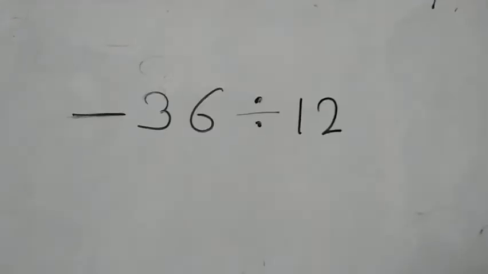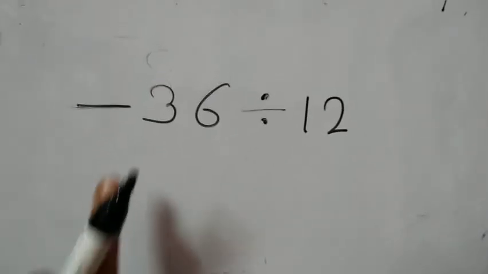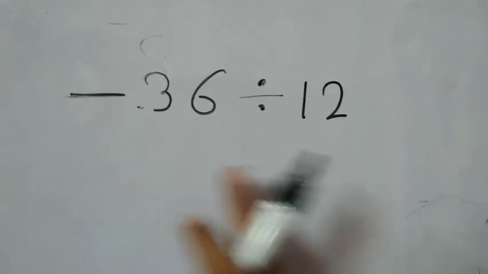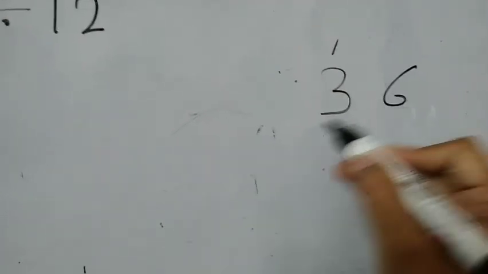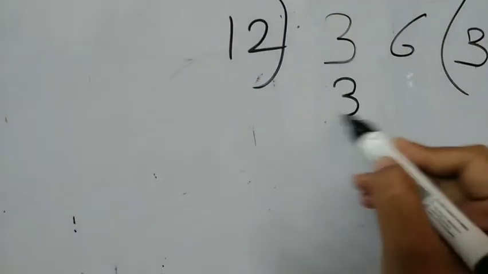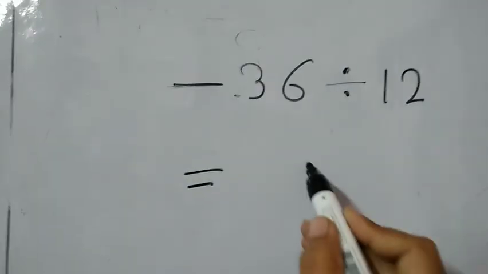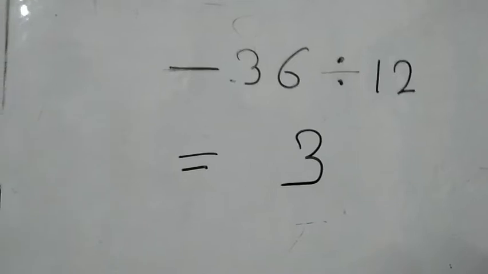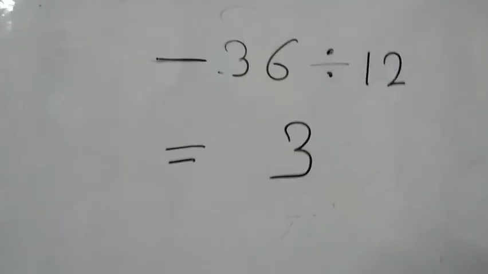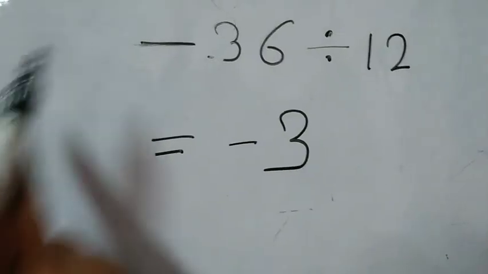So let's take a few examples. The question is minus 36 divided by 12. You can see the first number is negative and the second is positive. So 36 divided by 12: 12 threes are 36. So the answer is 3. Is it plus 3 or minus 3? It is minus 3 because one number is negative.